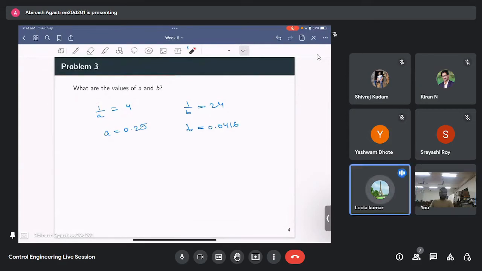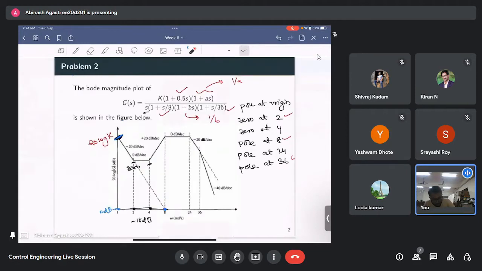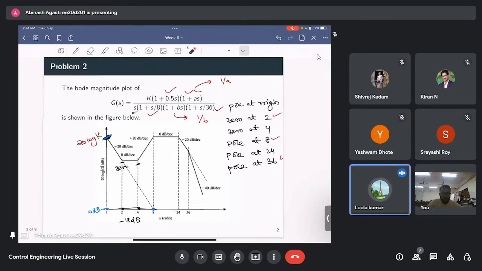Can they be interchanged also, no? It cannot be interchanged because A is in the zero and B is in the pole. If both were in poles or both were in zeros, then it can be interchanged. But for this, it cannot be. Clear? Yeah, sure.